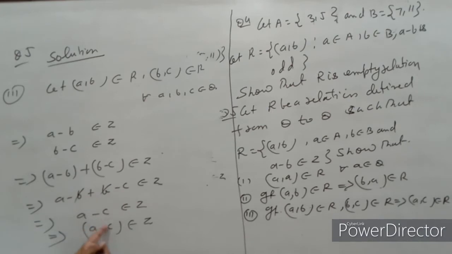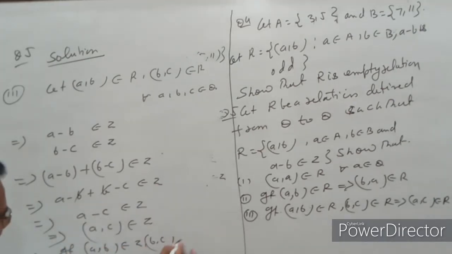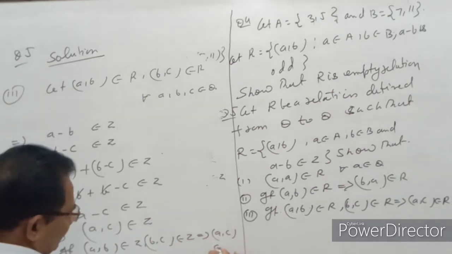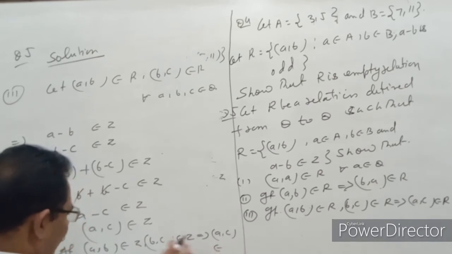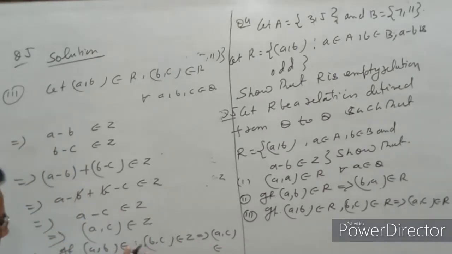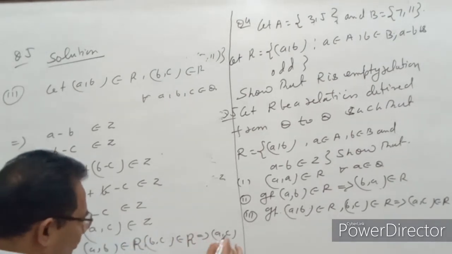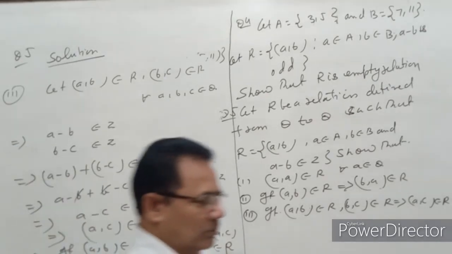तो therefore a minus c belongs to Z और ac belongs to Z, और this implies that अगर हम देखें ab belongs to Z और bc belongs to Z, this implies that ac is also belong to Z, यानी कि ab belongs to R, ये R का एलिमेंट होगा, that is also belong to R, और ac is also belong to R.